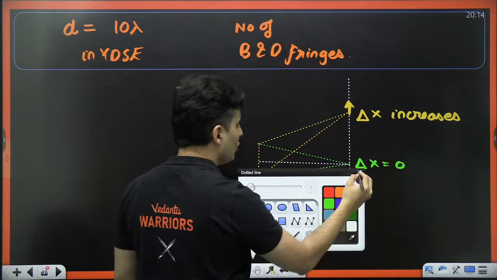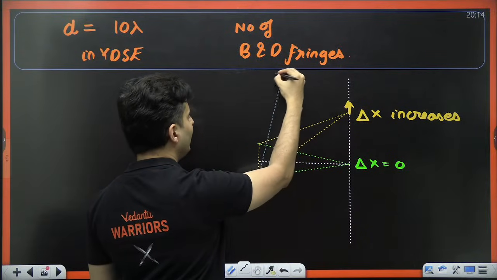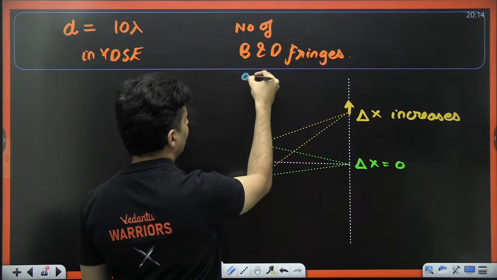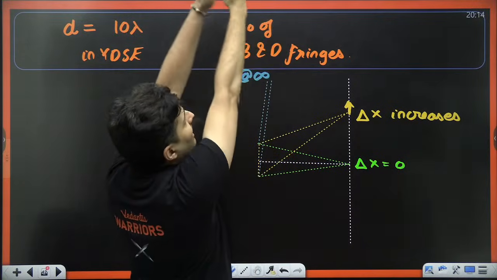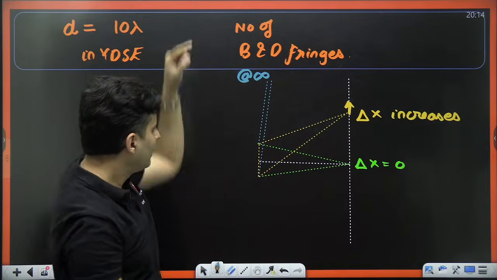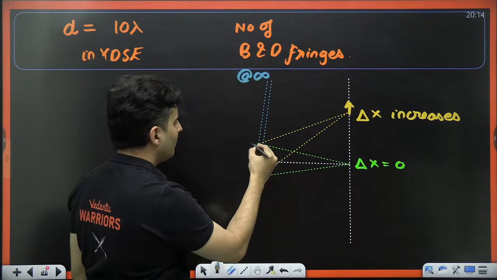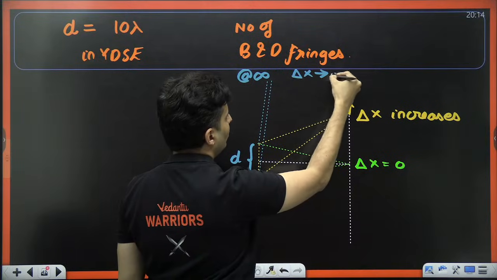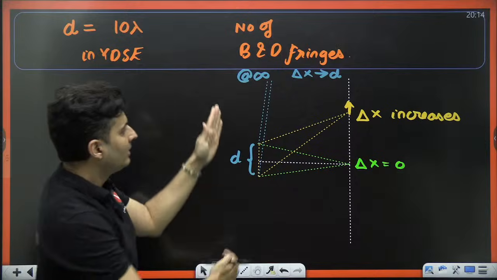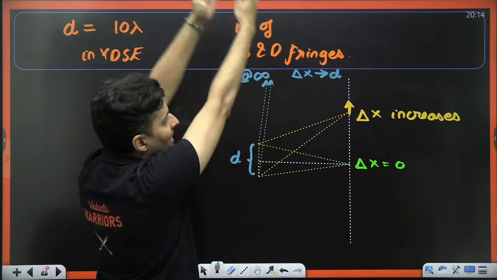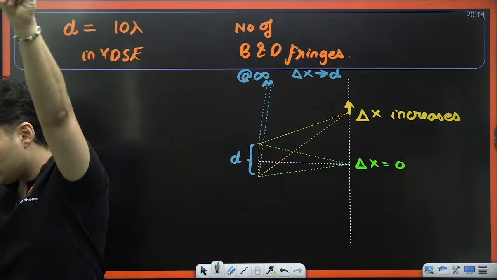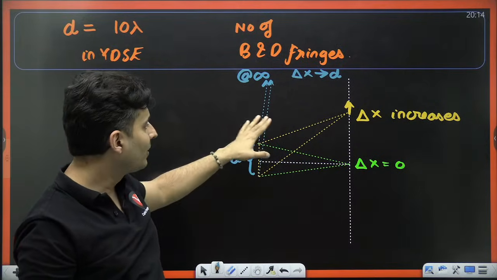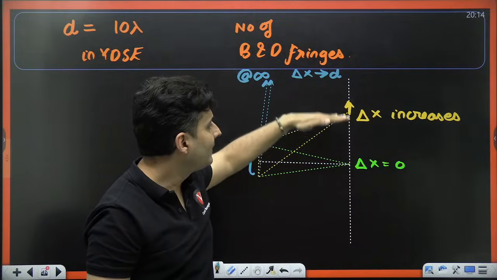But when you end up reaching infinity, what happens? Both these rays will almost be parallel to each other. One ray will travel more than the other ray by exactly how much? d amount. So won't that delta x tend towards d when these rays almost meet at infinity on that screen? Are you able to visualize this? If so, half your job is done. Now, understand, the path difference starts from 0 and keeps on increasing till d.